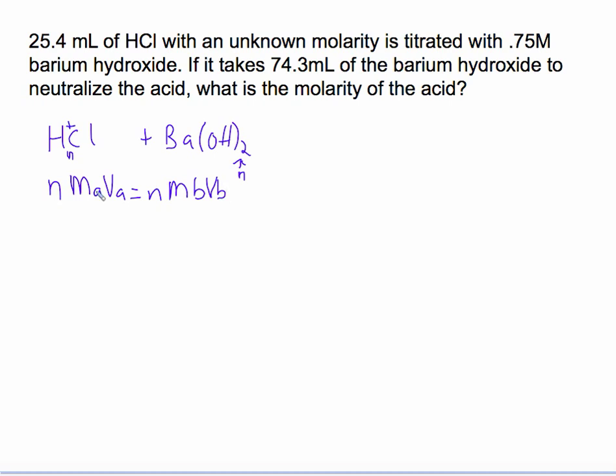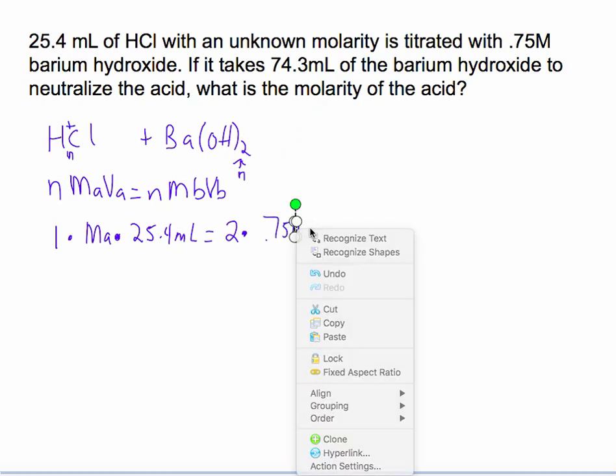And then you just look at the N, which is 1 here, times the molarity of the acid, which we don't know, so we'll call that Ma, times the volume of the acid, which is 25.4 milliliters. That's going to be equal to the N for the base. Now, note that I'm looking at the subscript on the hydroxide. I haven't balanced the equation yet. So I'm looking at the subscript. So 2 times the molarity of the base, which is 0.75 molar.